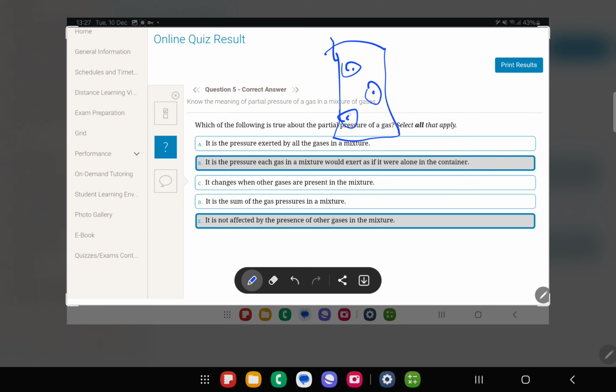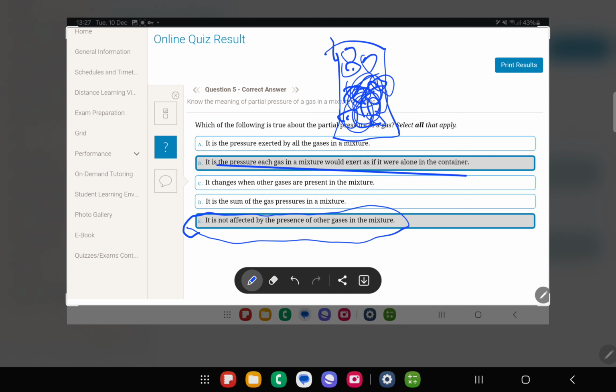No matter how many gases we put, 4, 5, 6, 7, it will still be the same volume. So that's why it is not affected by the presence of other gases in the mixture. Each gas is independent, as if there was no other gas inside the container. And secondly, it is the pressure each gas in the mixture will exert as if it were alone in the container. So even if it's 1 million gases, it will be the pressure of 1 gas only.